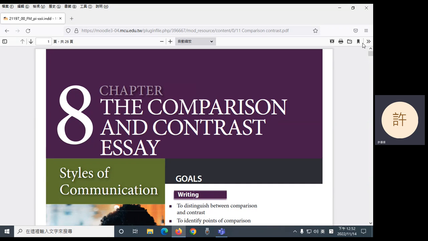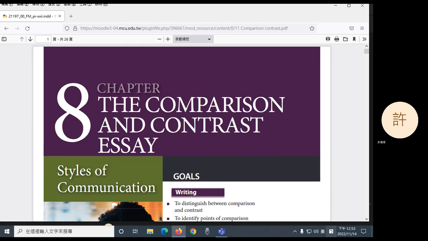Okay, today we're going to be talking about comparison contrast. This unit is not in your textbook. So you'll have to pay close attention to what we're talking about in class.